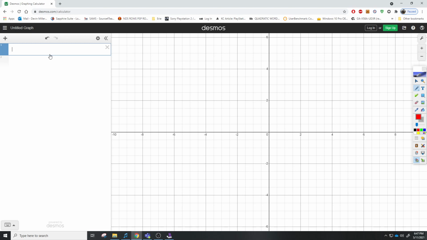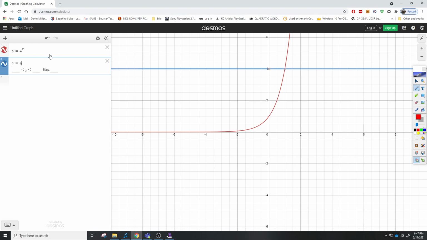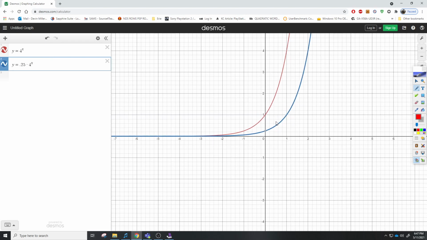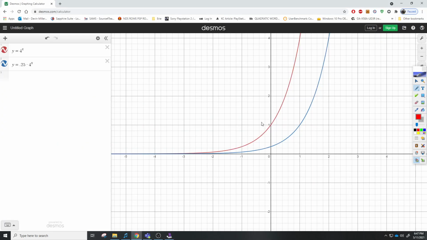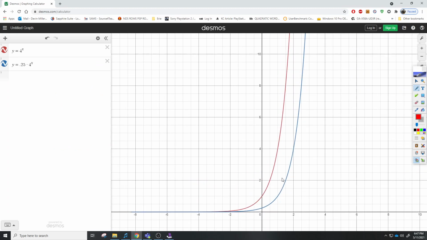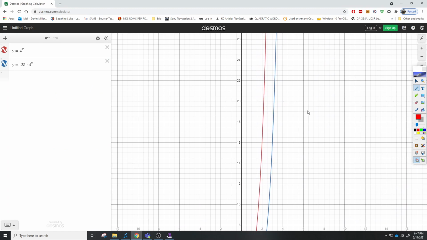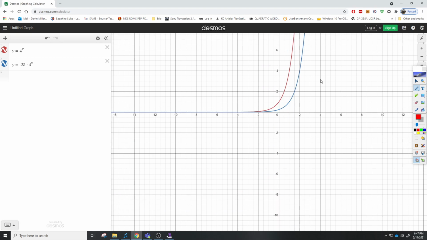Y equals, we'll do 4 to the x. There that is, and then we have y equals 0.25 times 4 to the x. There we go. And as you can see, is it color coded the same? It is. Red and blue. This looks exactly the same. So they're still increasing at a similar rate, but this one's just a little bit higher.